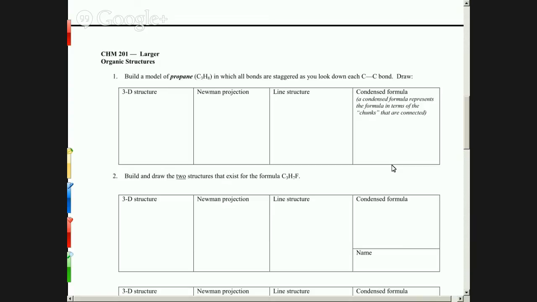All right, how do these look? These structures look really nice, by the way. You have a couple of minutes to work on the second one, so another minute or so.